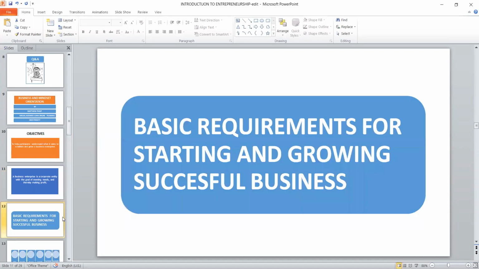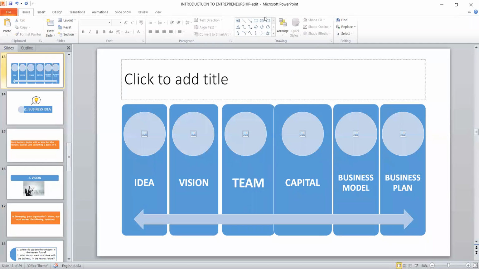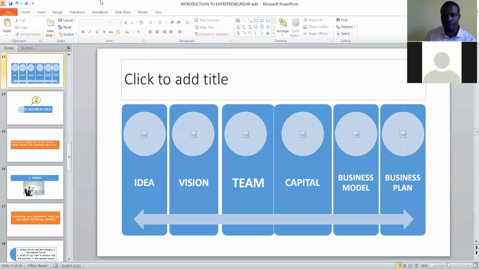Then let's look at the basic requirements for starting and growing a successful business, especially in Nigeria. Number one is idea. You need a business idea. Then vision. Then you need a team. Capital. You need capital. Then you need a business model. Then a business plan. So I will talk about business model today. In my next session with you, I'm going to be taking your business plan.